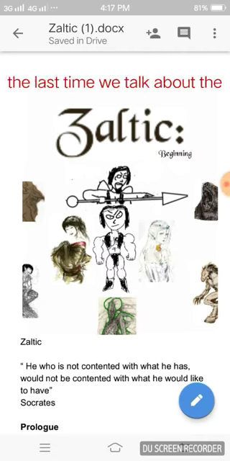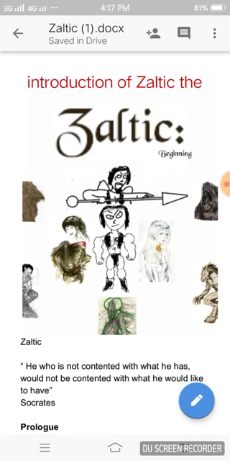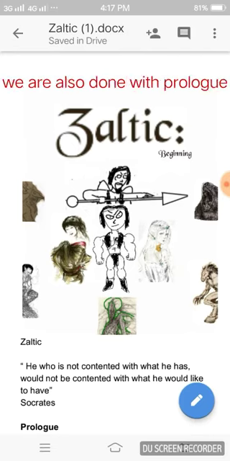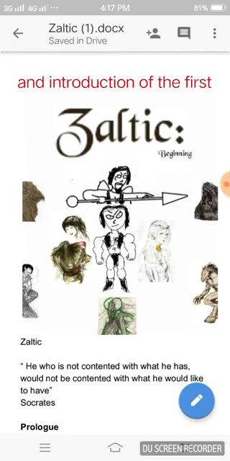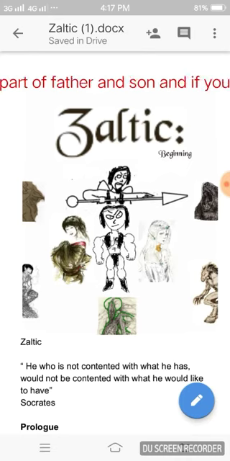The last time we talked about the introduction of Xaltic the Beginning series, and this includes the whole summary of chapter 1 and some introduction about chapter 2 and chapter 3. We are also done with the prologue and the introduction of the first part, Father and Son.